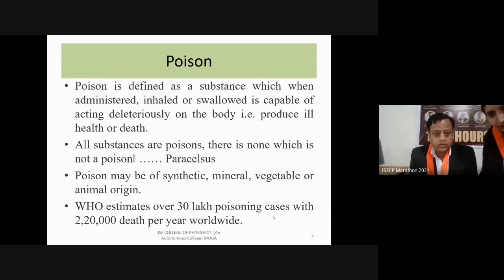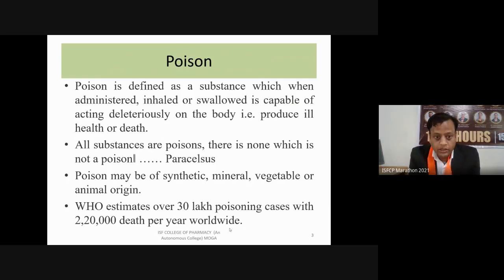So all substances, according to Paracelsus, all substances are poisonous. There is none which is not poison. So poison, what is poison? Actually, those substances which we inhaled in our body or they accidentally entered in our body, that produce different type of deleterious effect, and they can produce ill health or death.